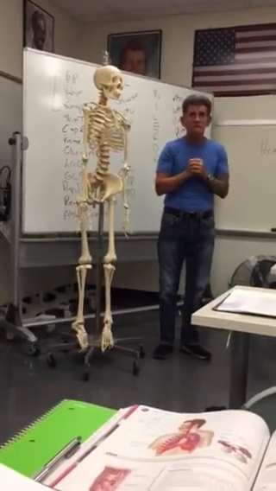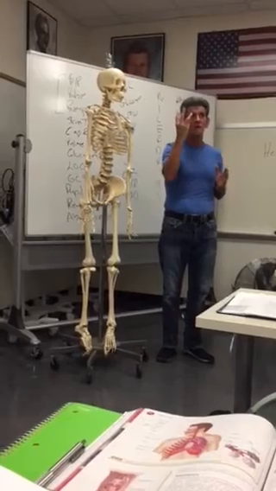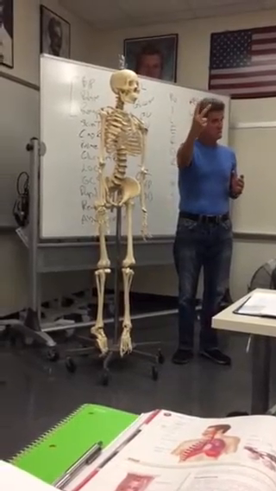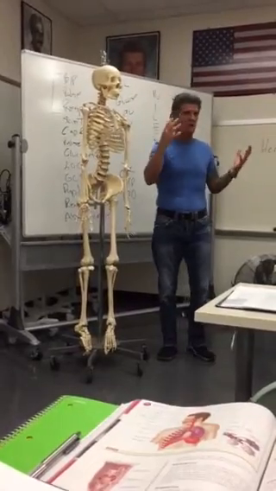Okay, how many muscles you got? 600. Okay, 600. How many types of muscle? 3. What are they? Voluntary, involuntary, and cardiac. Keep it that simple.